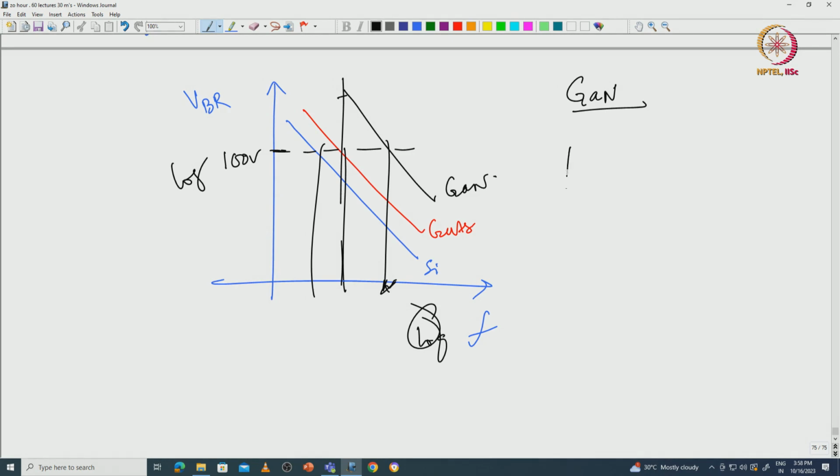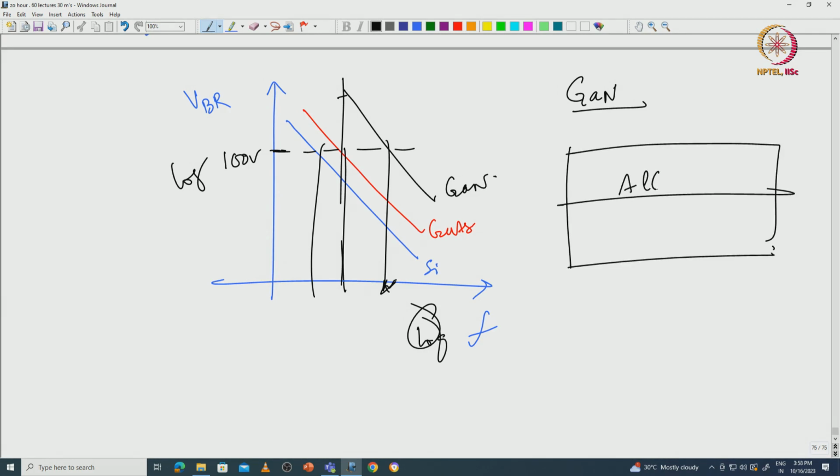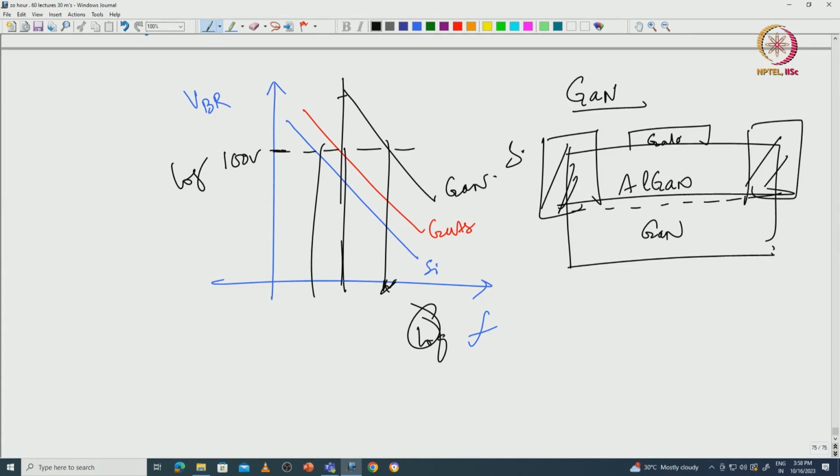Okay. And in all these cases it is the AlGaN GaN HEMT. There is an AlGaN here, there is a GaN here, and there is 2D electron gas here. Okay. You have a gate here, you have a source here, and you have a drain here. Okay. However, and I talked about the polarization in the initial few lectures, if you remember how polarization comes into picture and gives the charge.